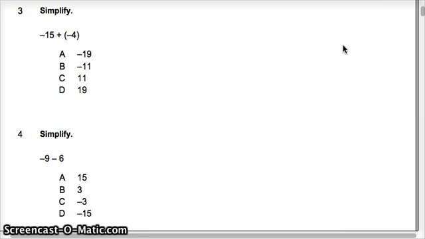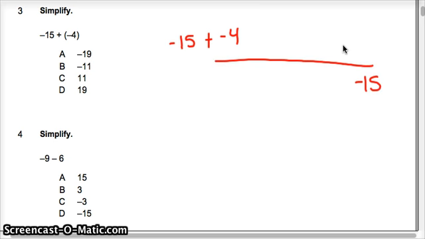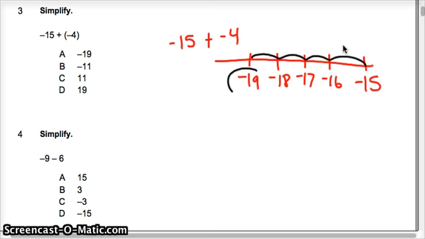Here we have -15, and we're going to add -4. So I'd be at -15 on my number line, and I want to go backwards 4. So I'd count backwards from 15. 1, 2, 3, 4, and end up at -19.